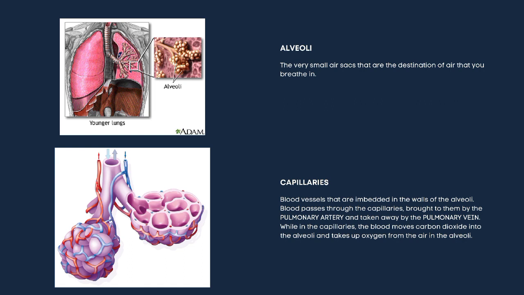So basically, alveoli and capillaries function together. The walls of alveoli are very thin. This lets oxygen and carbon dioxide pass easily between the alveoli and capillaries, which are the smallest blood vessels.